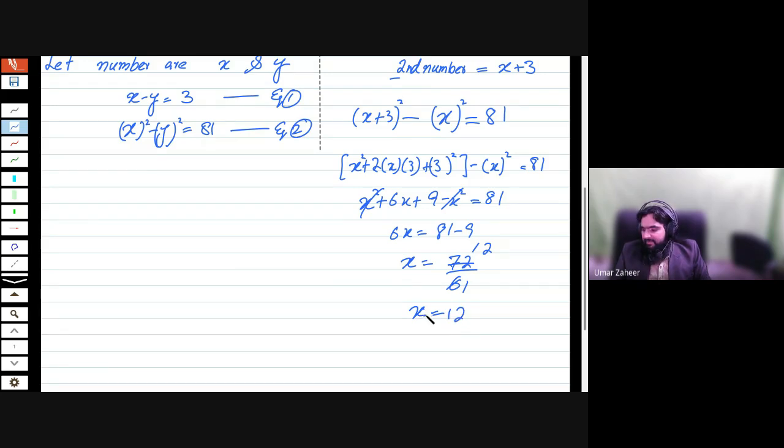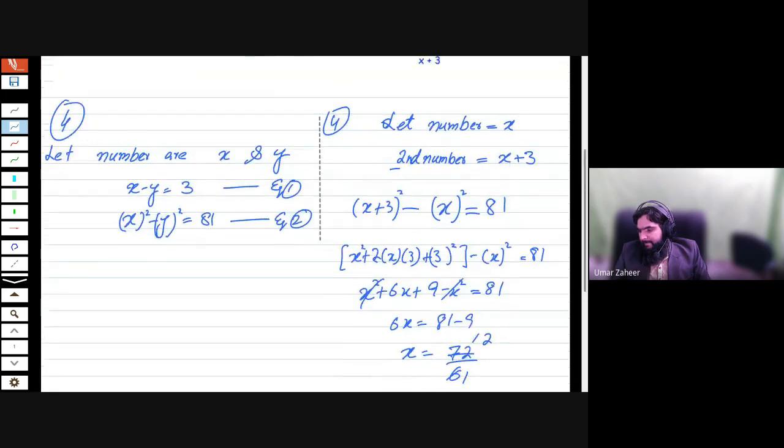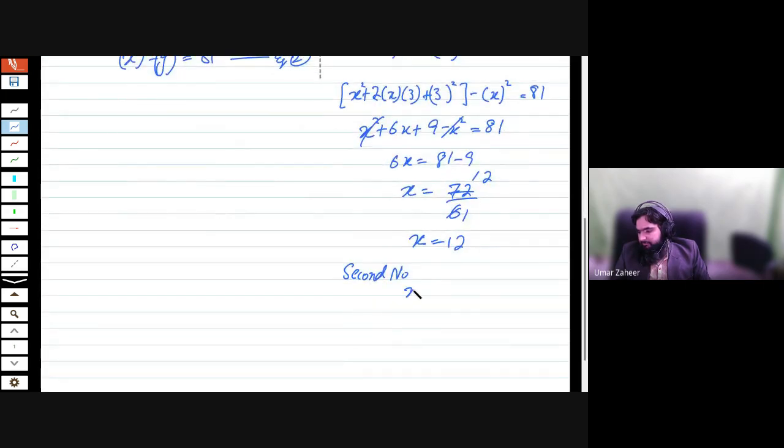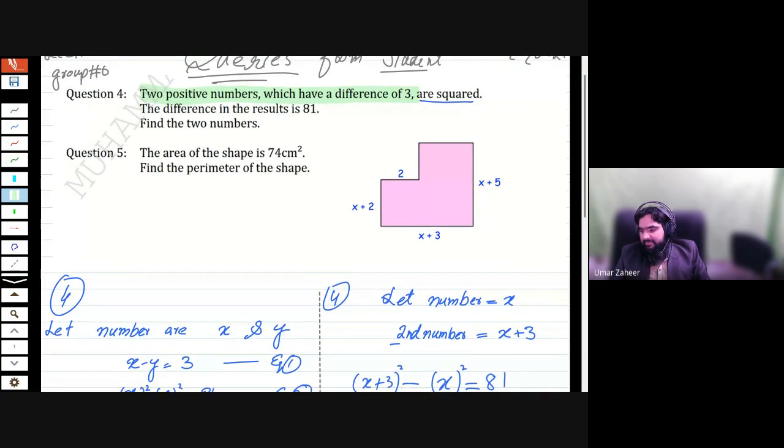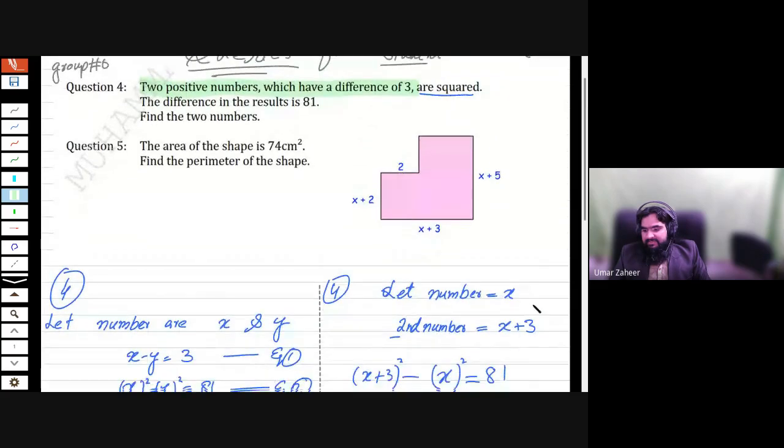All right, now you have to find the second number. The second number will be x plus 3. That will be 12 plus 3, so it will be 15. So we have the numbers 12 and 15. When you take the difference, you are getting 3. And when you take the difference of the squares, the result is going to be 81. Yes, it is clear.